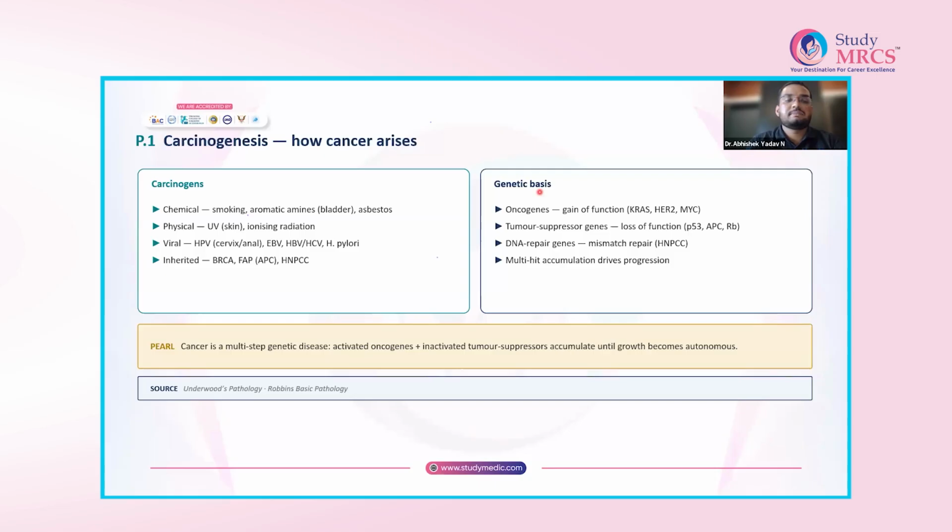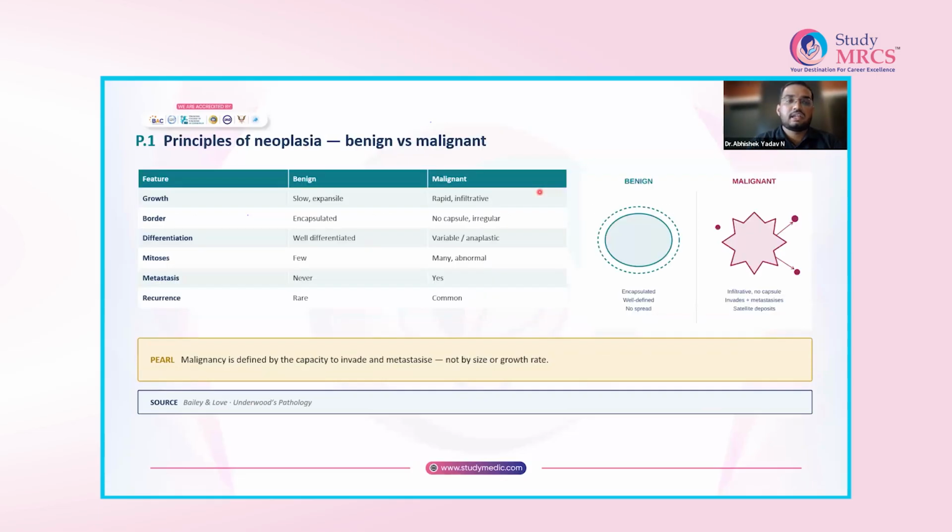So cancer is basically a multi-step genetic disease. Activated oncogenes plus inactivated tumor suppressors accumulate until the growth becomes autonomous and unregulated. That's called unregulated proliferation of the cells, which lose their normal functions with development of the cancers. So in any of these neoplasia stations, you always remember what the carcinogens are and what the genetic basis of that particular cancer is. Okay, coming to the principles of neoplasias.